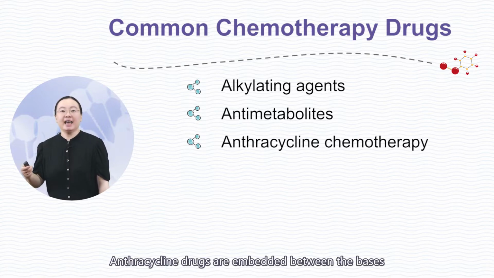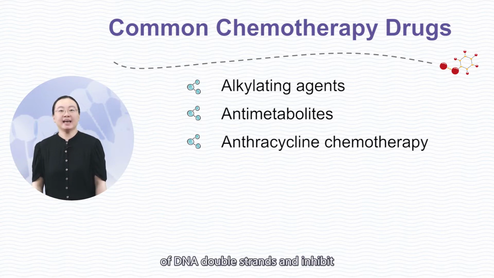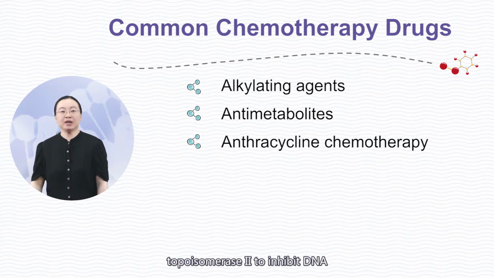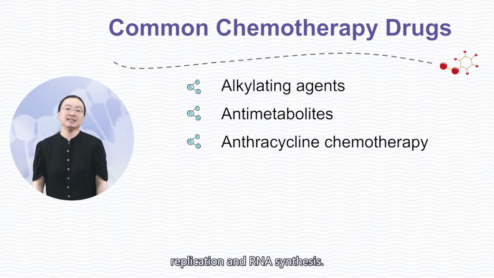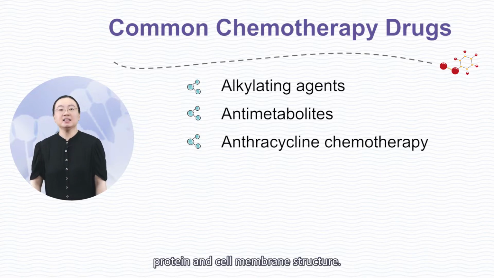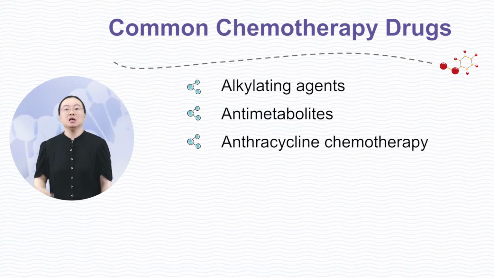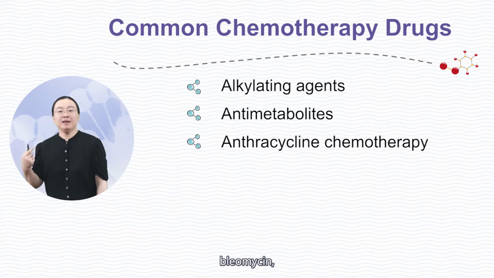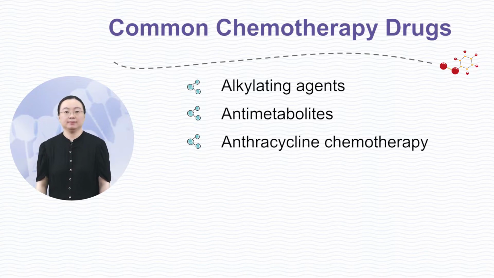Anthracycline drugs are embedded between the bases of DNA double strands and inhibit topoisomerase II to inhibit DNA replication and RNA synthesis. They can also generate reactive oxygen species to damage DNA, protein, and cell membrane structure. Some of these drugs are actinomycin D, bleomycin, daunorubicin, and doxorubicin. High doses of the drugs can damage the heart or lungs.